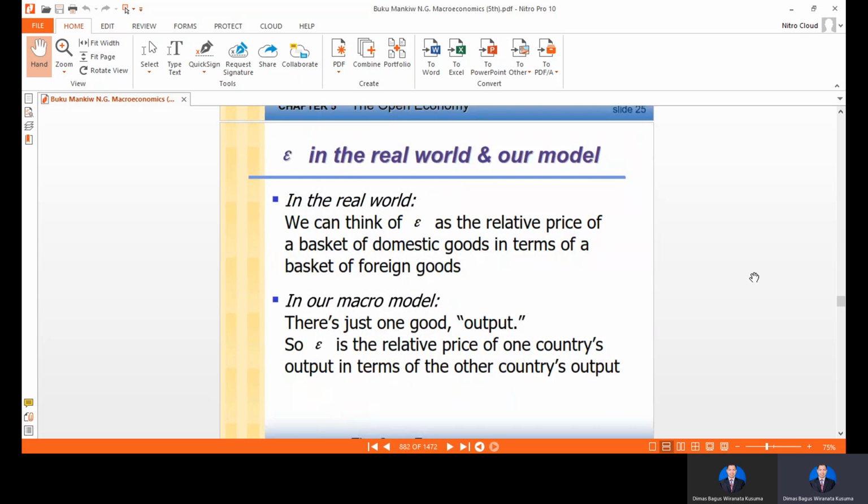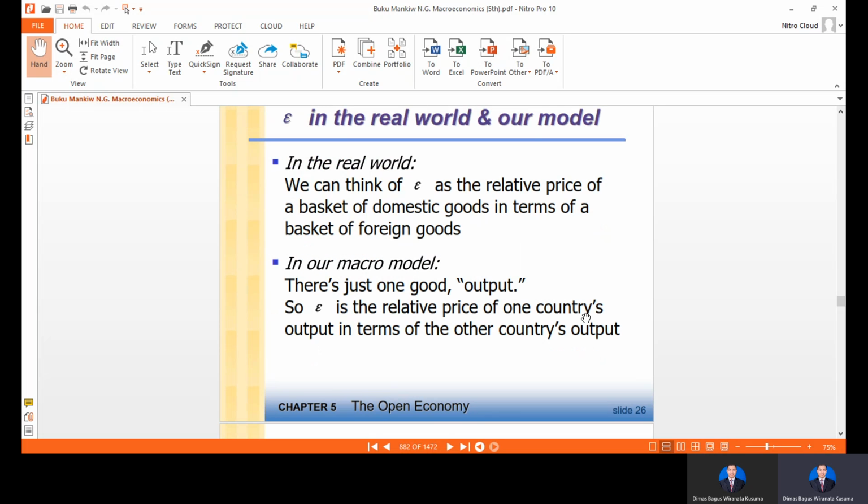So in the real world, we can think that the real exchange rate is the relative price of a basket of domestic goods in terms of a basket of foreign goods. In our macro model, there is just one good, output. So the real exchange rate is the relative price of one country's output in terms of the other country's output. So we try to compare the domestic and the foreign goods in terms of the foreign currencies.